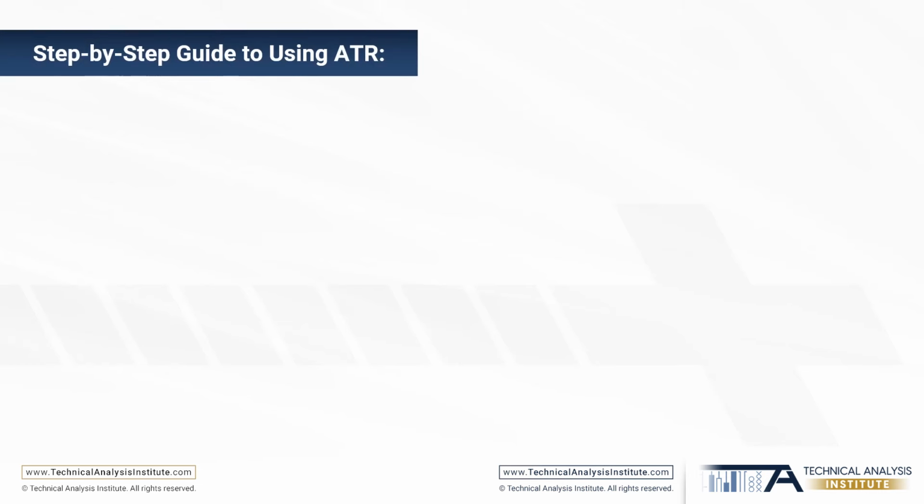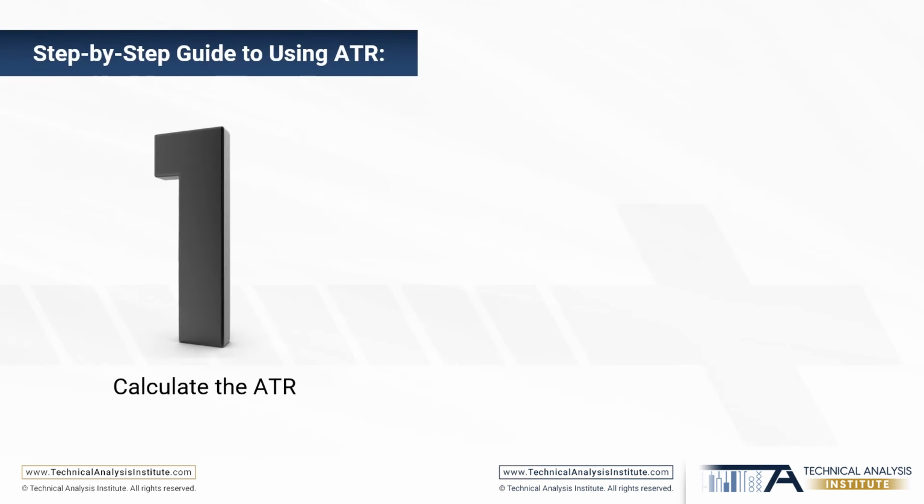Now let's get to the step-by-step guide using ATR. Step number 1, calculate the ATR. First, determine the ATR value from your trading platform, which typically does this calculation for you. Say the ATR value is $1 for a stock, meaning the stock on average moves about $1 per day.